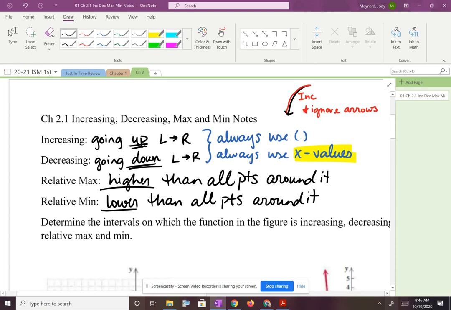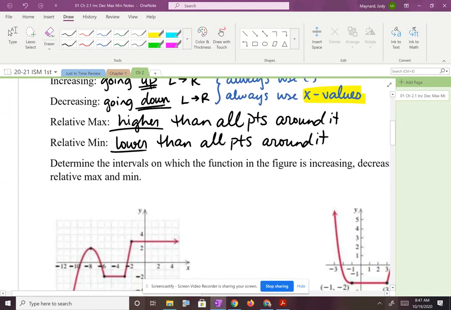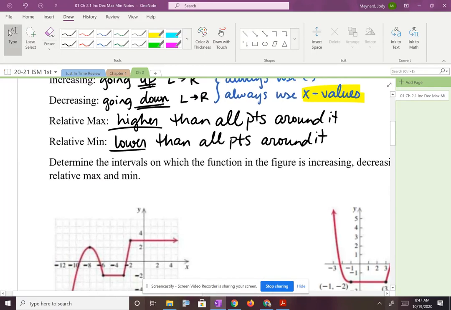All right, it says determine the intervals on which the function in the figure is increasing, decreasing, constant. Obviously we didn't define constant, but you know that constant is when it's not going up or down, it's just flatlined, okay? So then it says state the relative maximum and relative minimum.